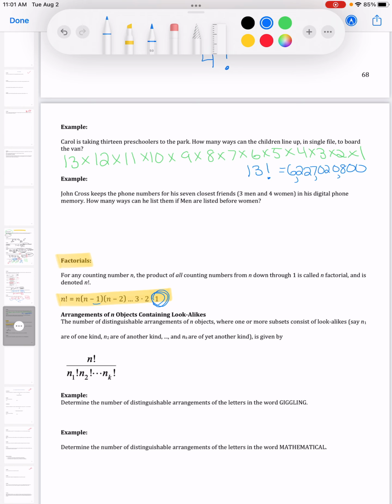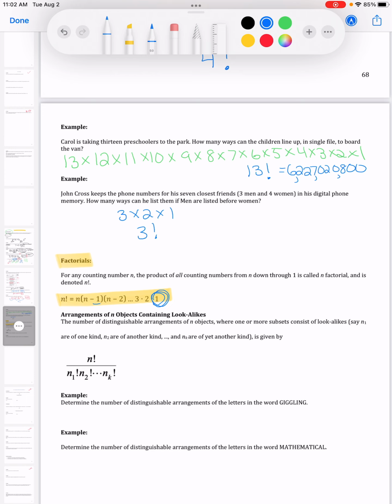You don't ever have to use it, but it is an option if you don't want to type in all those numbers. Here's another one where we could use the factorial. John keeps the phone numbers of his 7 closest friends, 3 men and 4 women, in his phone memory. And he's going to list them with men listed before women. So we don't know how many ways that is. So for our men, there are 3 of those. So once we put one person's number in there, we're not going to use that person again.